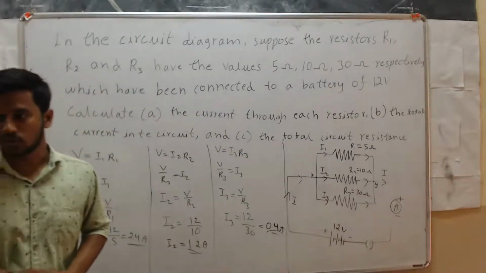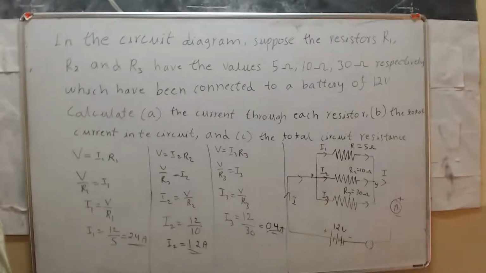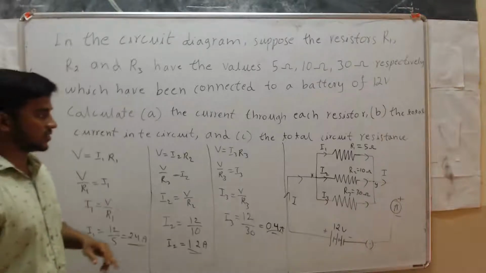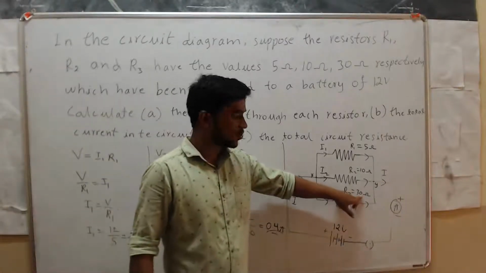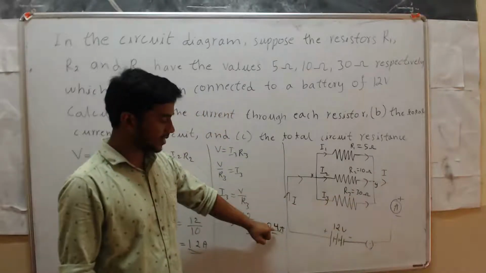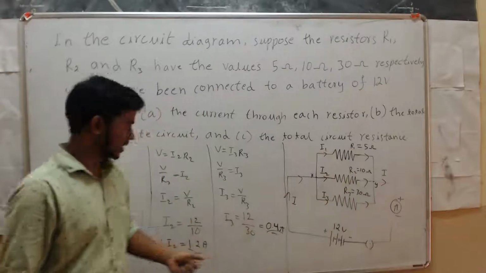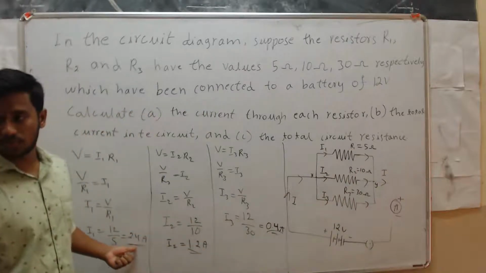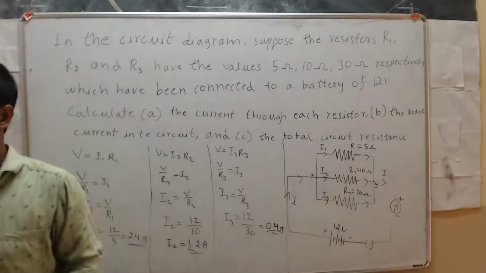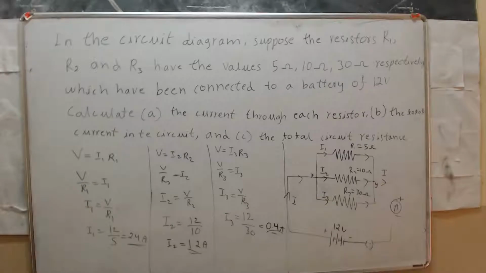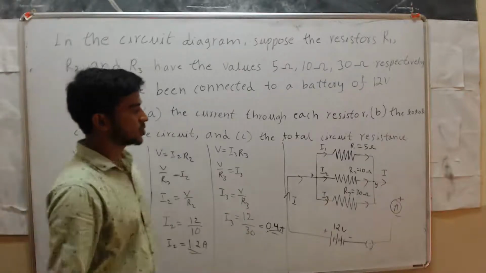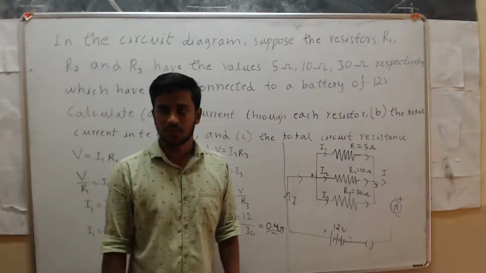Current is inversely proportional to resistance. When you increase the resistance, the current decreases. Here resistance is more, so that's why the current is very less, 0.4 ampere. Here resistance is less, so that's why the current is more. So current is inversely proportional to resistance.